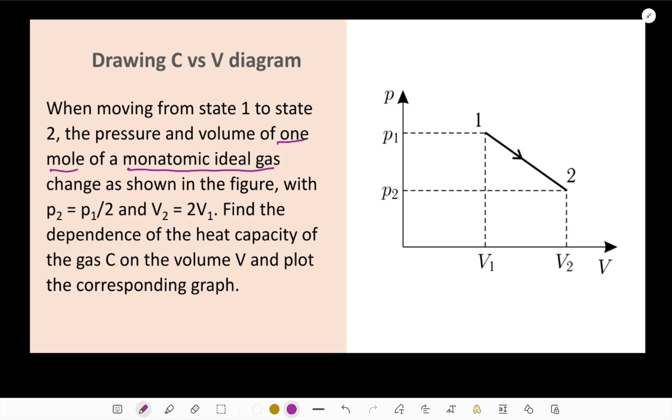And P2 here is P1 by 2, and V2 is equal to 2V1. That's right. Find the dependence of the heat capacity, that is the specific heat capacity of the gas C on the volume V, and plot the corresponding graph. And we do have a graph, but it is P versus V, and we need to draw C versus V. So let's see how can we do this and try to solve this problem.